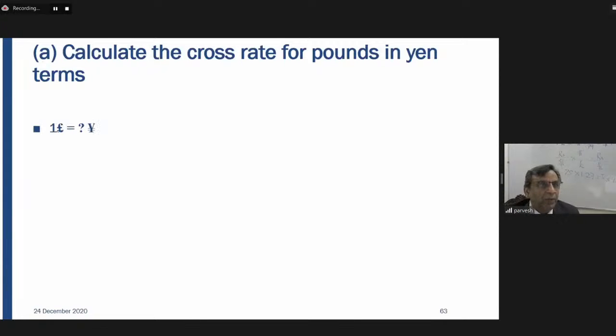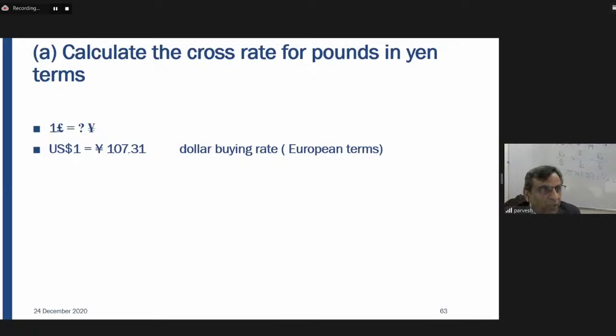First, calculate the cross rate for pounds in yen terms. So which means 1 pound is equal to how many yens? Now, who would be interested to know that? A Japanese guy because he's traveling to England and he wants to know how much yen he has to spend to buy 1 pound. So now we have the two quotes given to us. The first quote is already given. That means $1 is equal to so many yens.